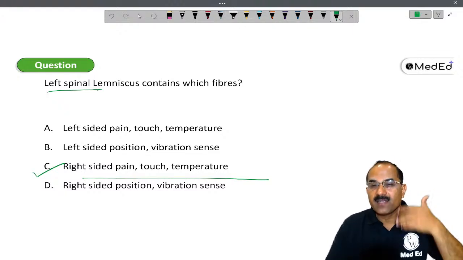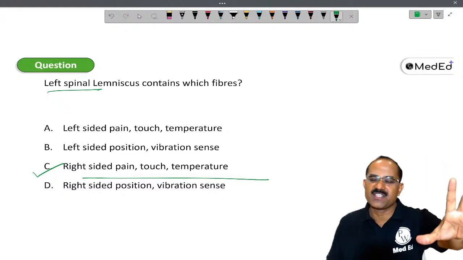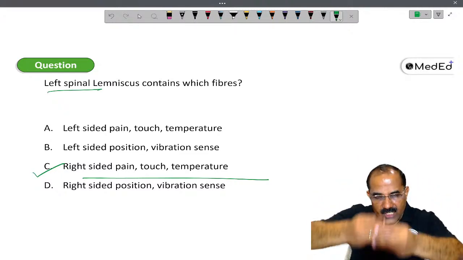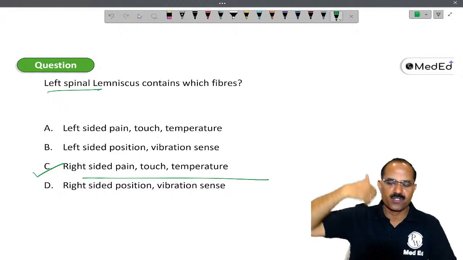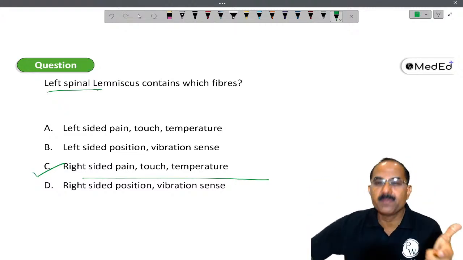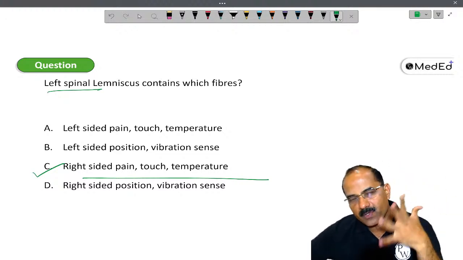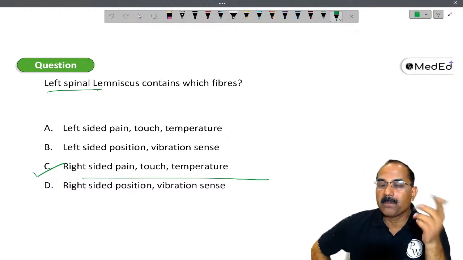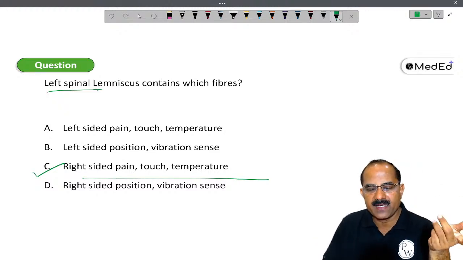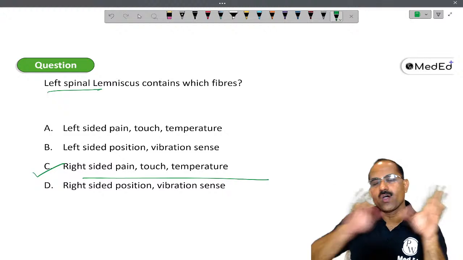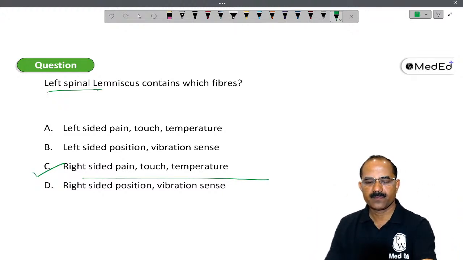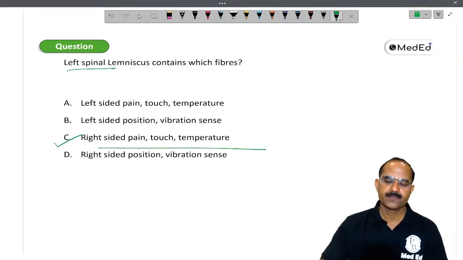And what is the medial lemniscus going to carry? Fine sensations. Fine sensations क्या होते हैं? Tactile localization, tactile discrimination, stereognosis, vibration and proprioception. ये कौन carry करेगा? Medial lemniscus. These are fine sensations. And spinal lemniscus क्या carry करेंगे? Crude sensations of the opposite side. Clear? Okay.